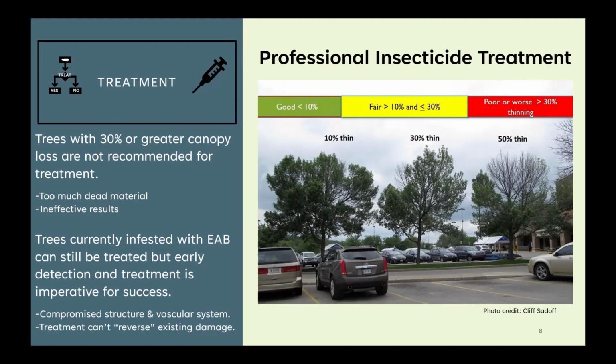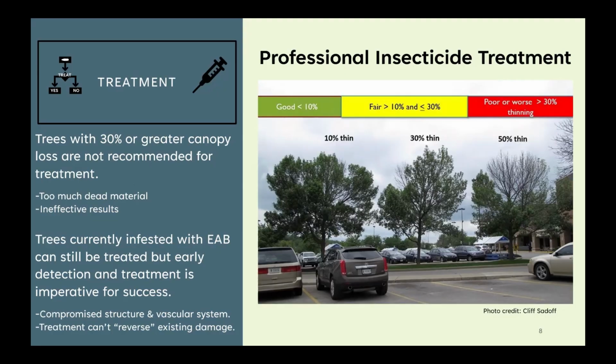So there's a really great image here that we use as a visual reference for what crown thinning might look like. On these three images, starting at the right, there's an ash tree with a canopy loss of about 50%. Then we have an ash tree in the center with a canopy loss of about 30%. And then the tree on the left is more indicative of a tree canopy with only 10% thinning having occurred. So any tree that is visually best represented by that center tree with a 30% thin canopy or greater is not going to be a good candidate for insecticide treatment.